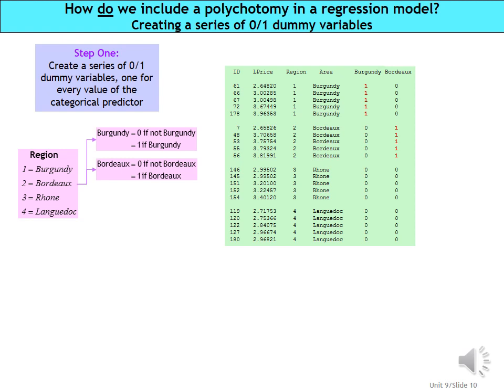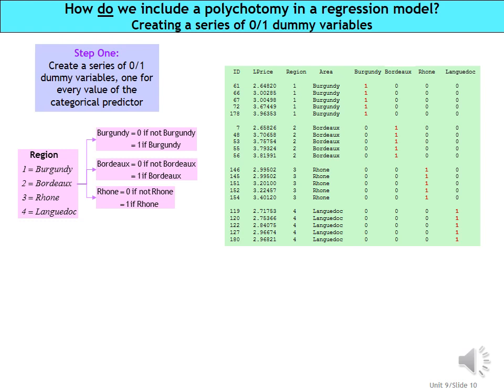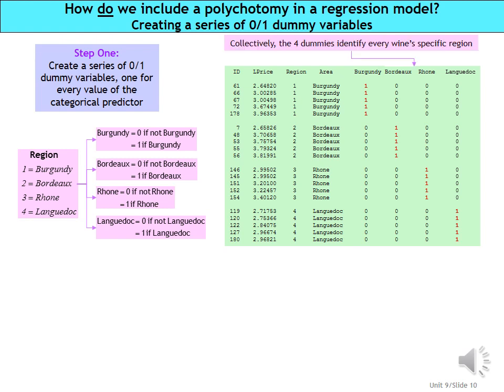I can do the same thing for Bordeaux. If it's Bordeaux, it's 1. Otherwise, it's zero. Same thing for Rhone. If it's Rhone, 1. If it's not, zero. I can do the same thing for Languedoc. It's just 1 and 0. So instead of 1 variable, I have 4 different variables now, 4 different dichotomies, 4 dummy variables. Collectively, the 4 dummies identify every one specific region. So I can still talk about different regions, but not in 1 variable, but in 4 variables.